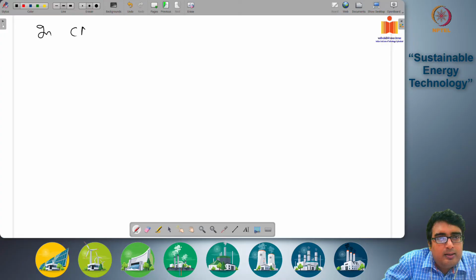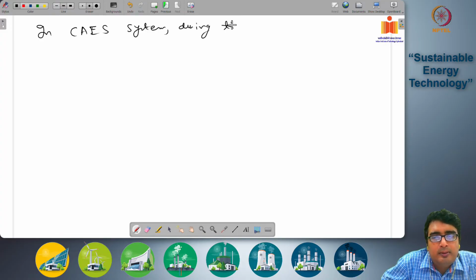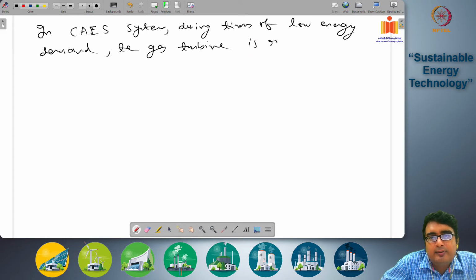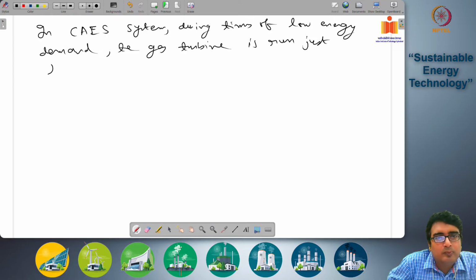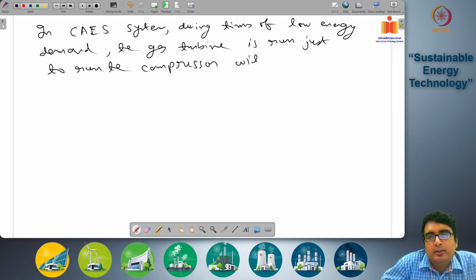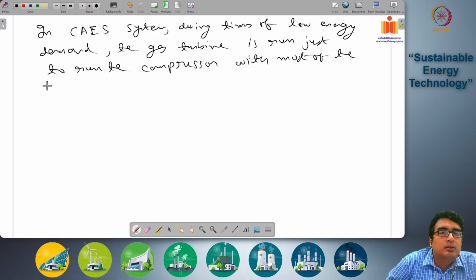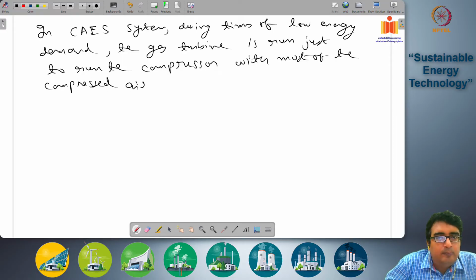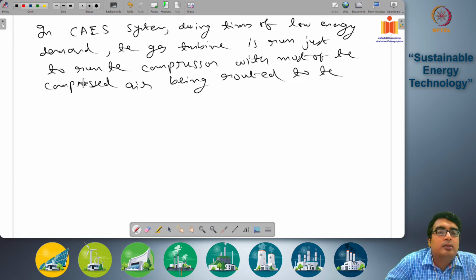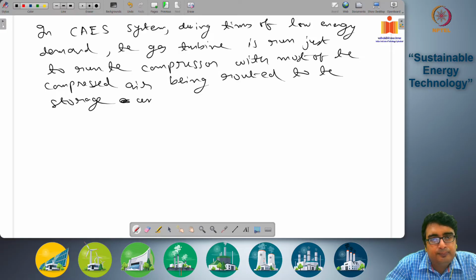So in CAES, compressed air energy storage system, during times of low energy demand, the gas turbine is run just to run the compressor with most of the compressed air being routed to the storage unit. Okay.